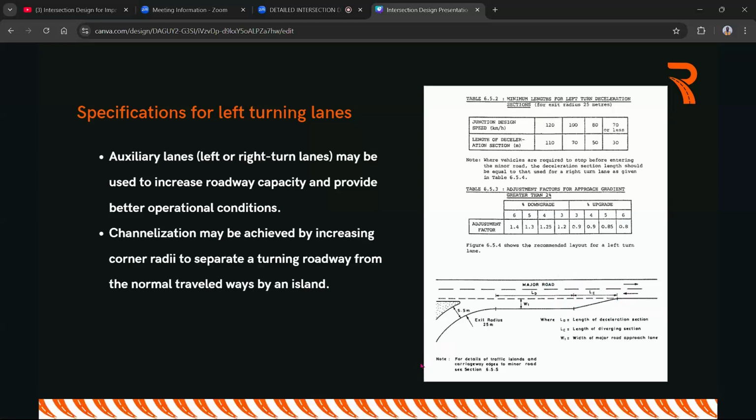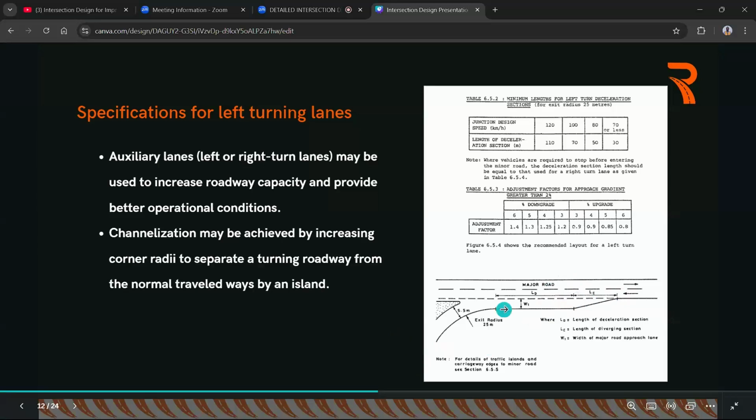We are having more vehicles turning to, I think it was a ratio, I don't remember the actual figure. It was a ratio, I think, of 1.5 or something. It means that more vehicles are turning to the minor road. That is when you provide a left turning lane. So ideally, this will act as a storage lane and also as a deceleration section.